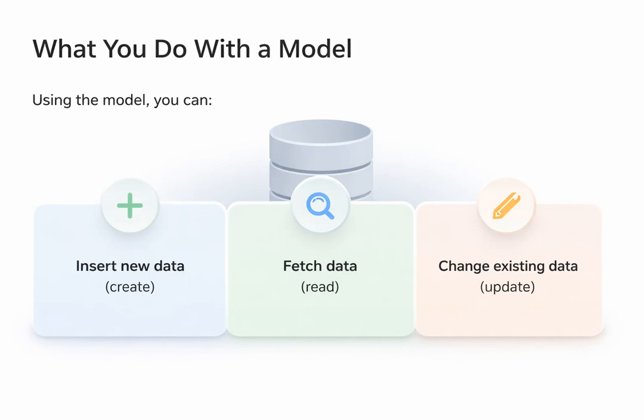If you need to add new data, you do it through the model. If you need to retrieve data, you can fetch it through the model. And if you need to change existing records, the model is also the pathway. The key idea is the model is the main interface between your application code and the database table it represents.